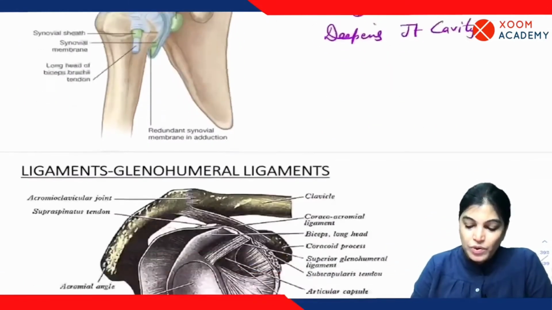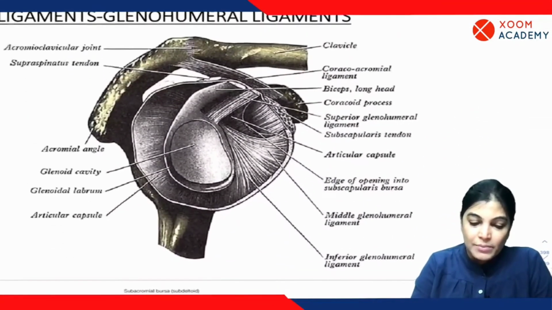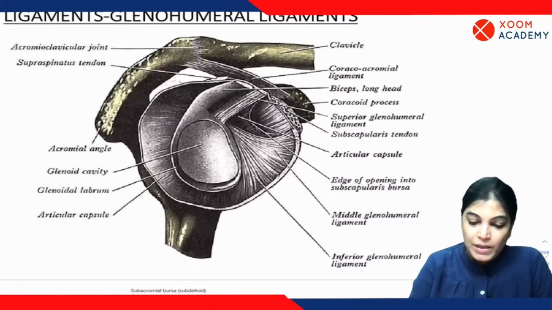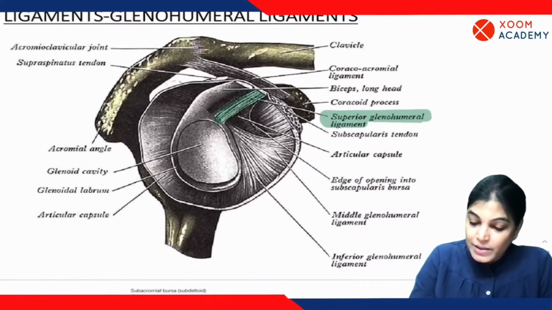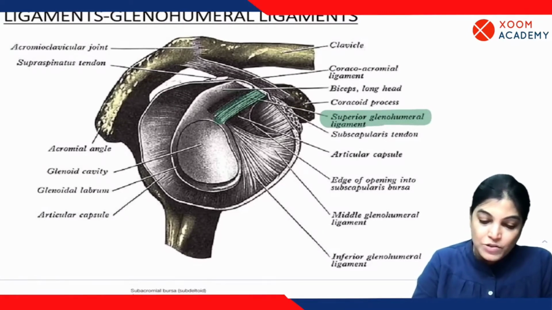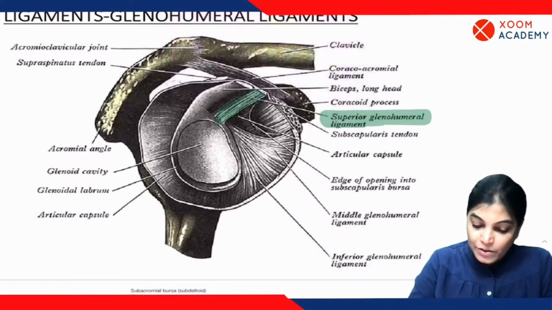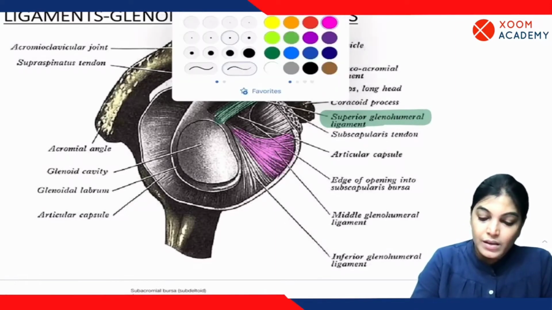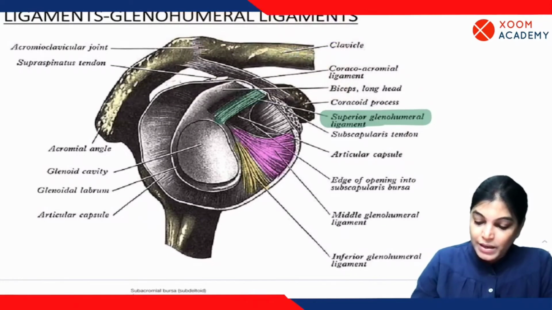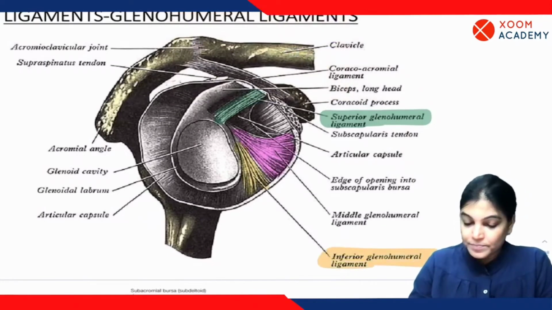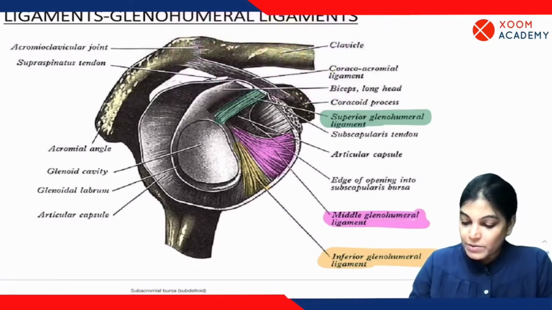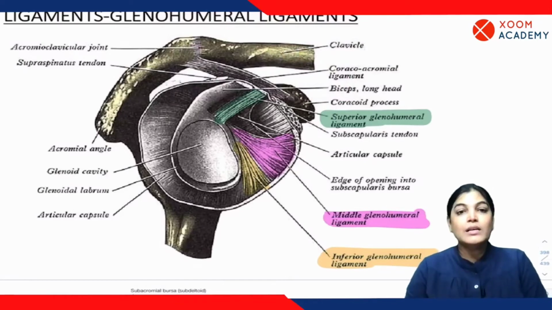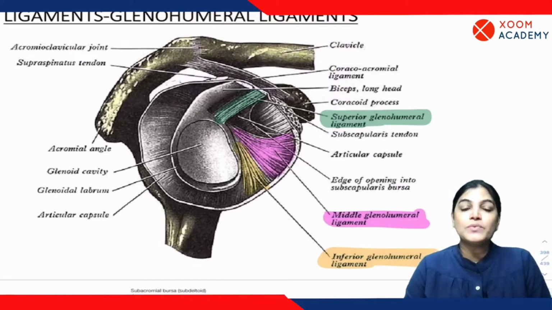Okay, let's talk about a few other ligaments. This is another diagram where the glenohumeral ligament is shown very nicely from the interior aspect. We can appreciate the superior glenohumeral ligament giving strength to the fibrous capsule. Also the middle glenohumeral ligament, and lower to it the inferior glenohumeral ligament. These three glenohumeral ligaments give strength to the joint cavity and merge with the anterior aspect of the fibrous capsule.